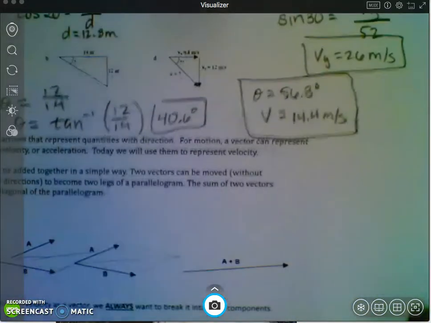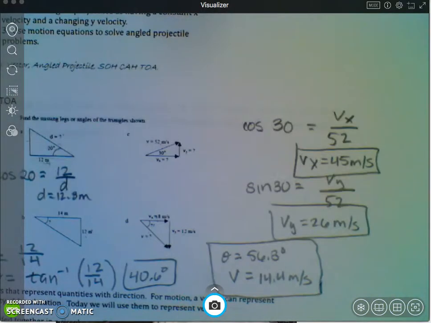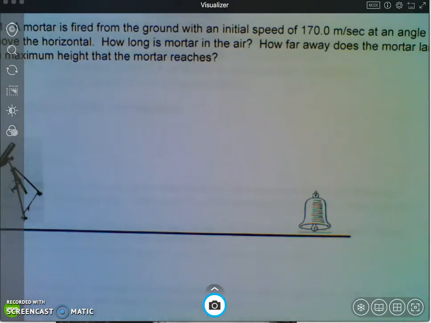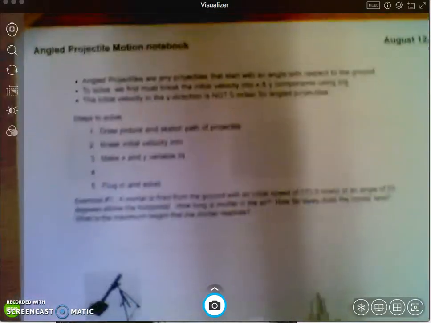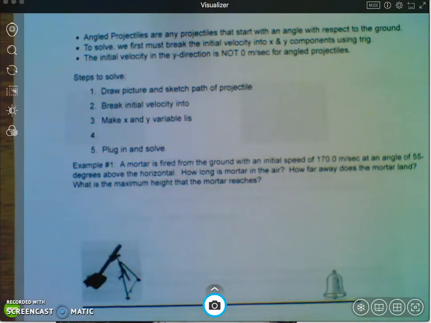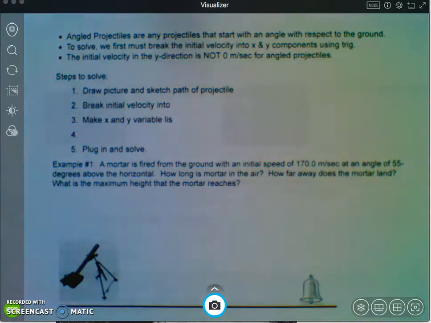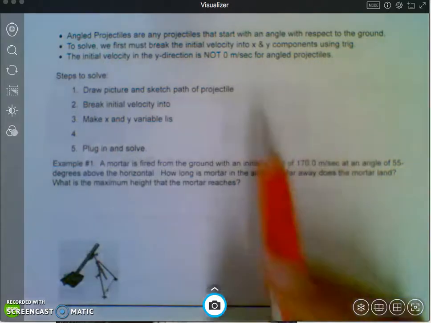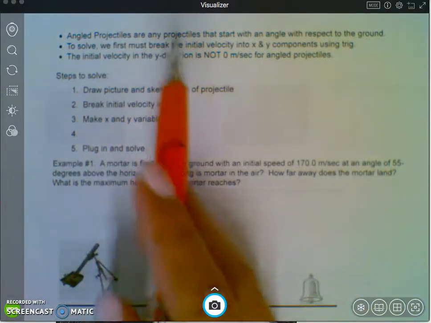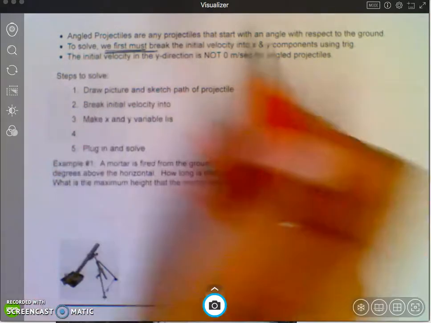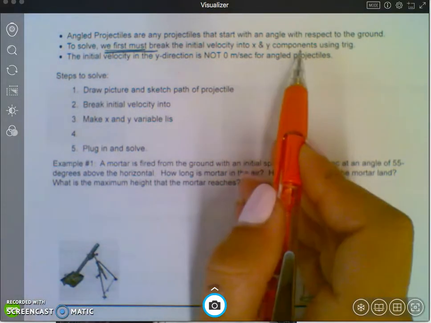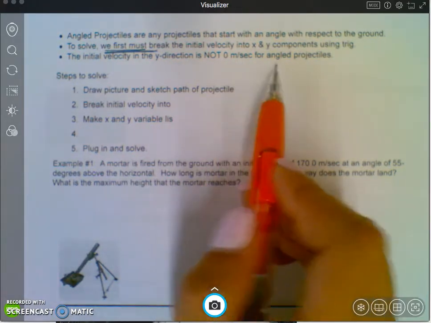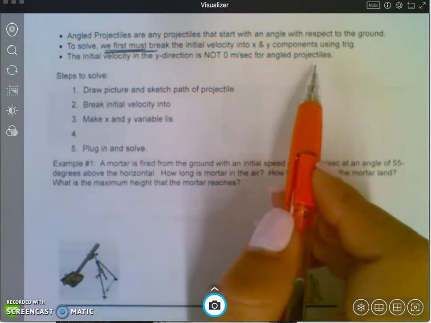All right, let's go ahead and flip that page over and go through the steps and an example here. Angled projectiles are any projectiles that start with an angle with respect to the ground. To solve, we must first, this is key, break the initial velocity into x and y components. The initial velocity in the y direction is not 0 anymore. Remember, it was 0 for horizontal, but not for angled projectiles.